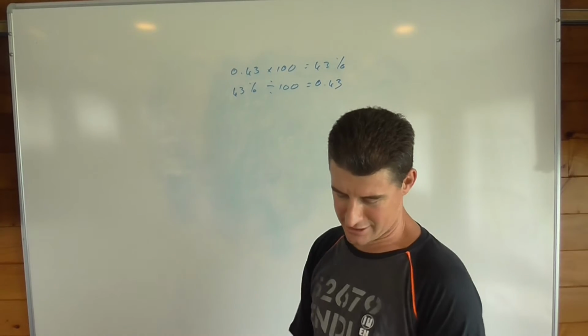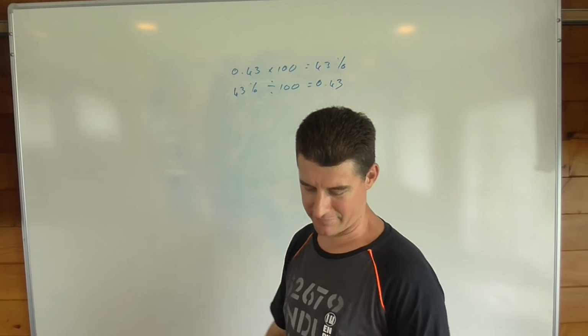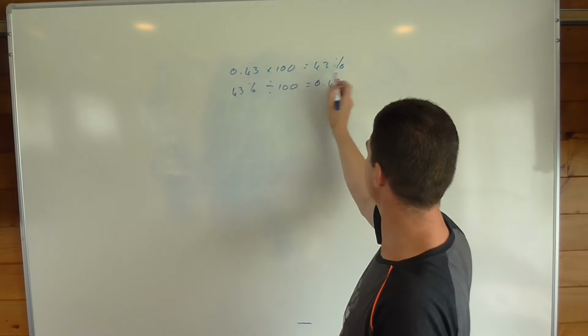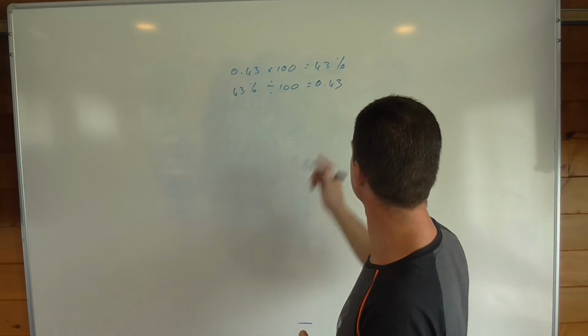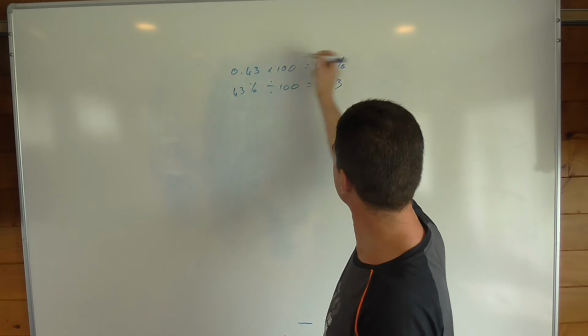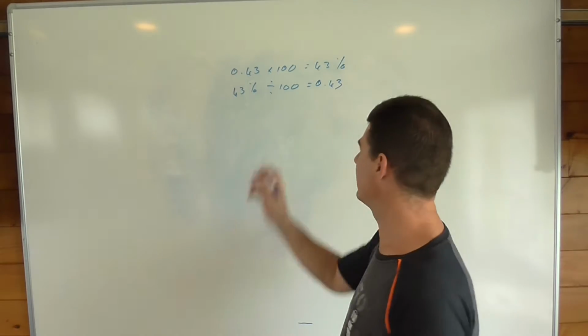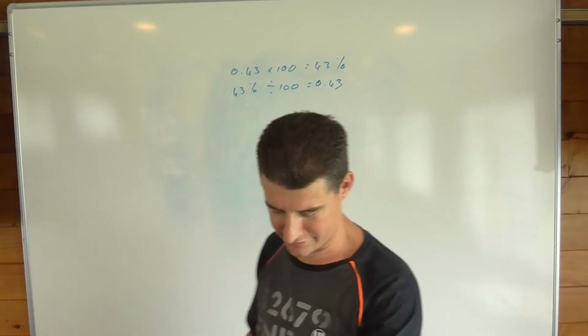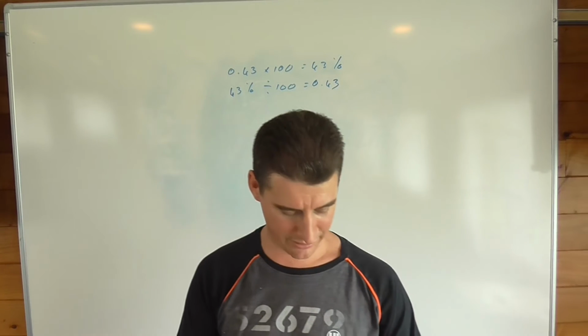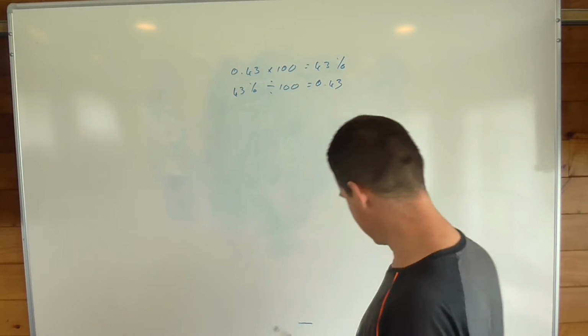So in other words, to convert that back into a decimal, it's 43% divided by 100, and that will give you 0.43. So when you turn a decimal into a percentage, you multiply it by 100, and if you turn a percentage back into a decimal, you simply divide it by 100. Alright, so it's just the reversal thereof.